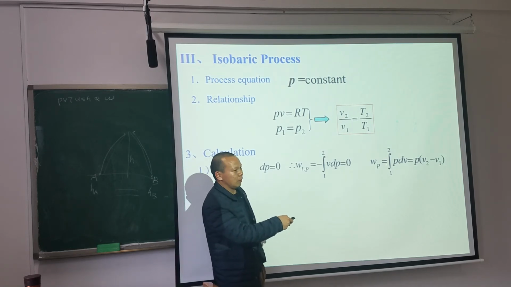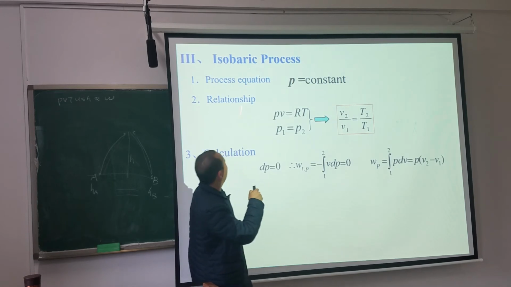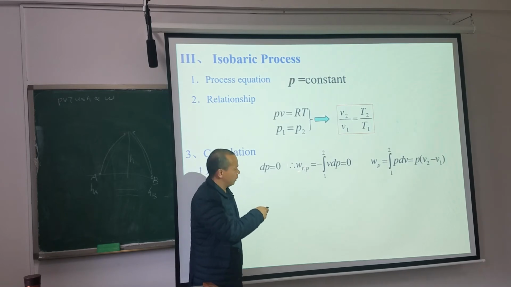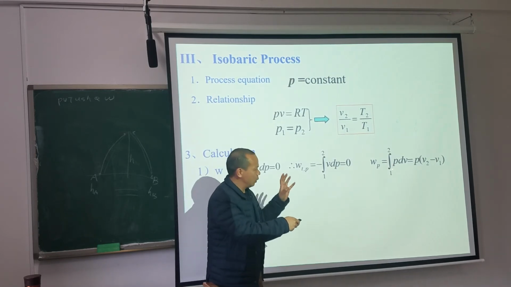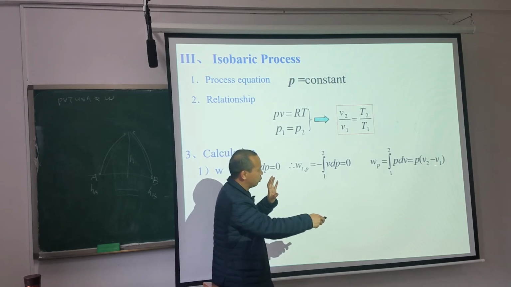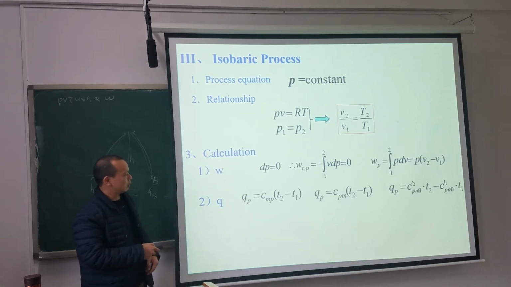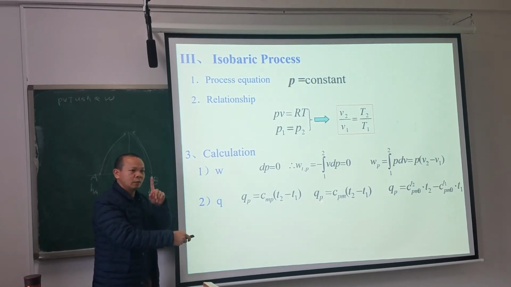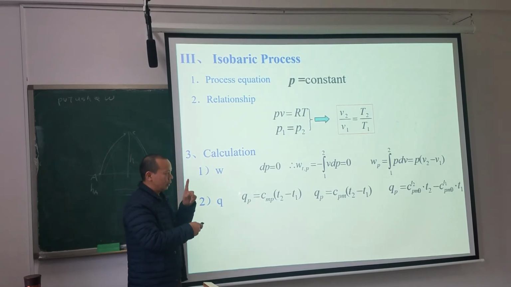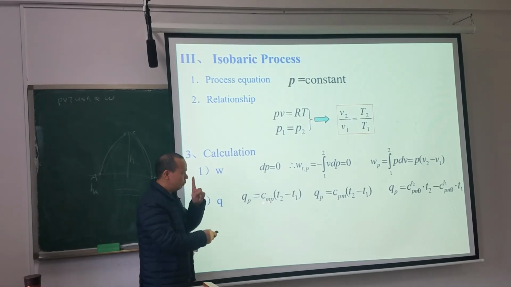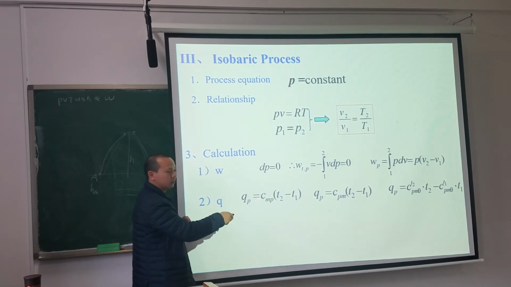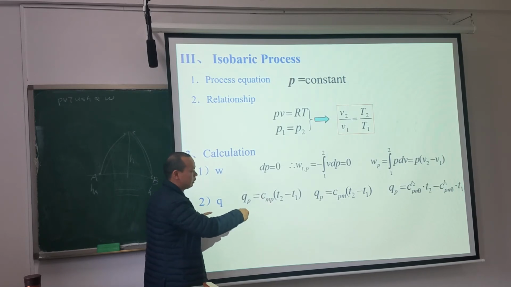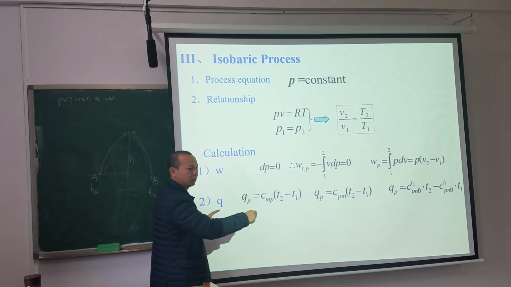Okay, here is the box for the isobaric process. You know, the technical work is equal to 0, but the expansion work is not. It's equal to this one. And then for Q, we can also use this one. Here you don't need to know what this one is. You just remember one: Q is equal to C, MP, CP or CV, times T2 minus T1.